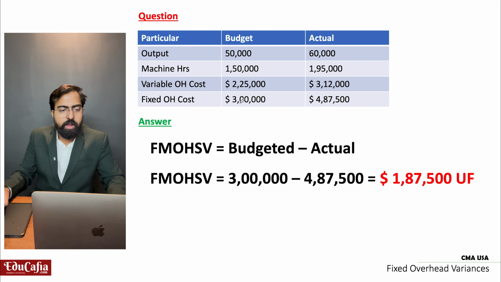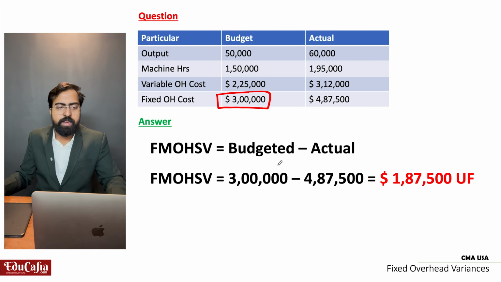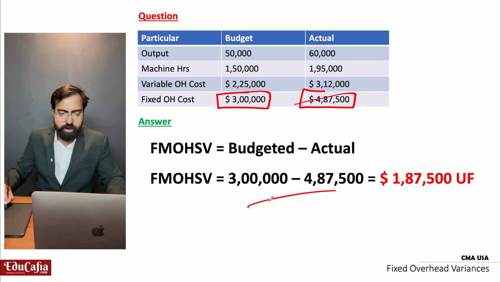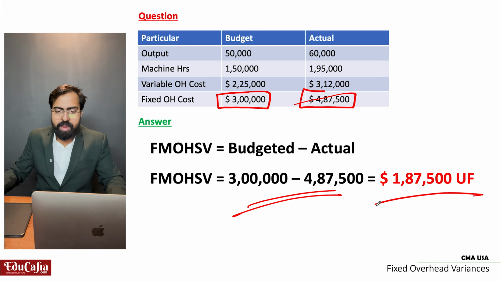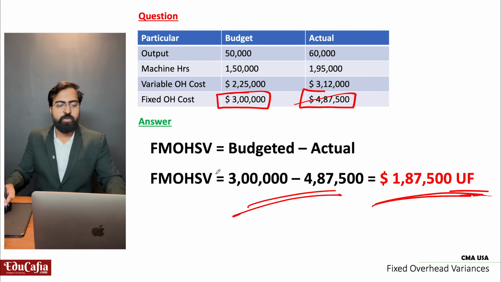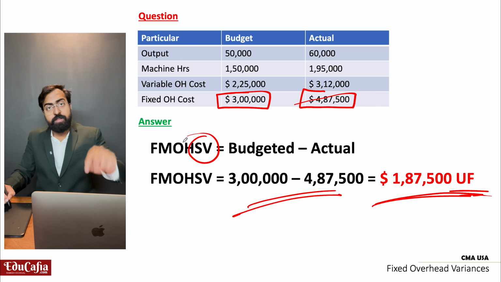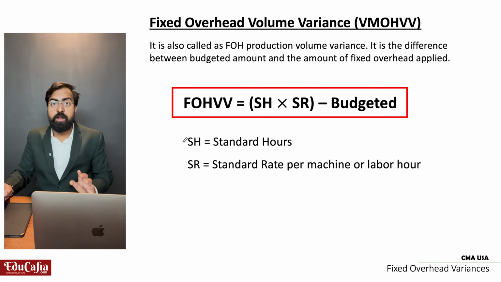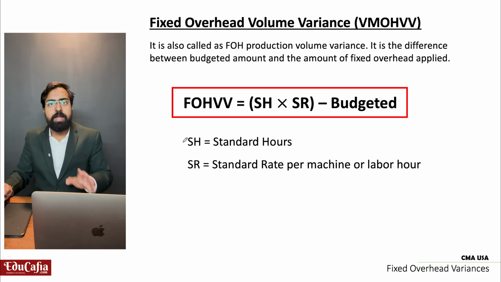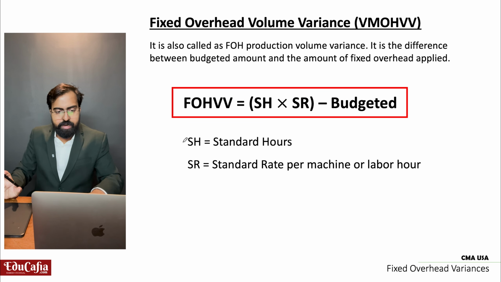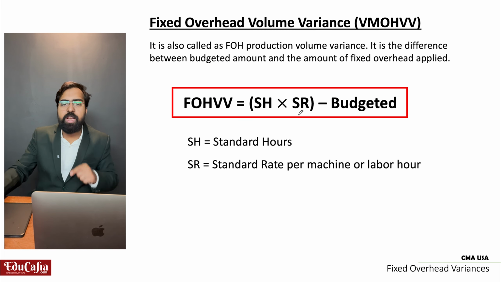So we have taken 3 lakhs in the budget, but actually 4,87,500 happened. So what is the difference? 1,87,500 unfavorable. So I hope you understood the difference in the spending variance of the variable and fixed. You got it? Next one, volume variance.